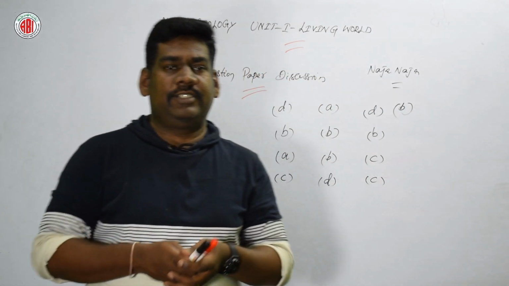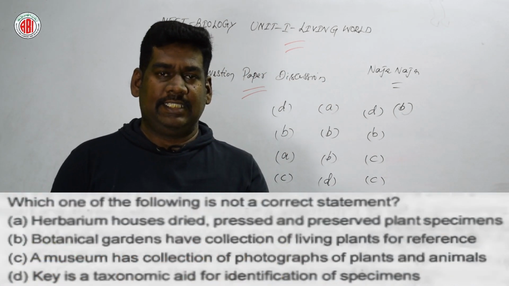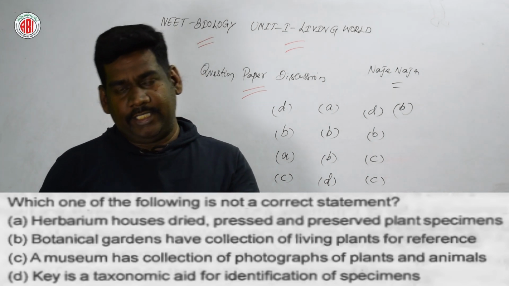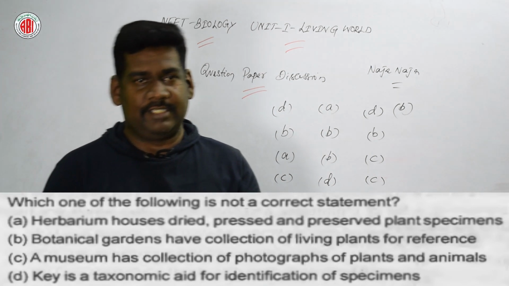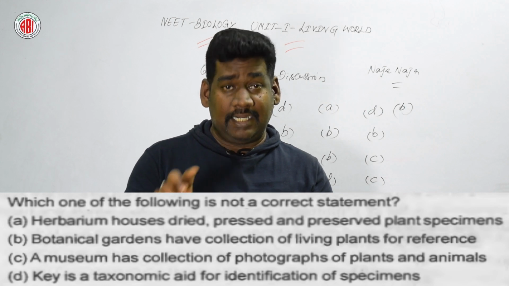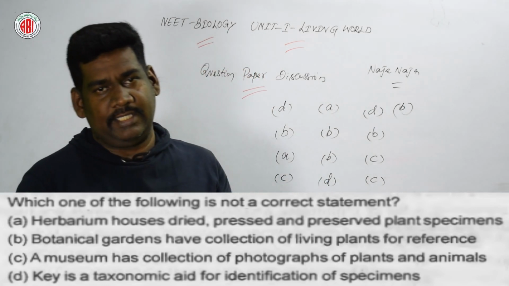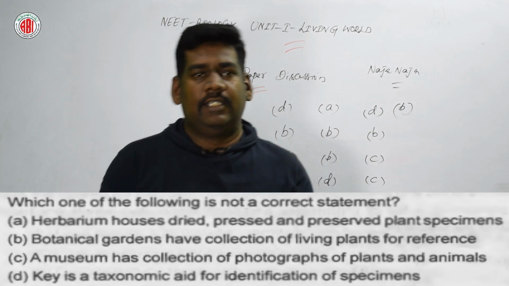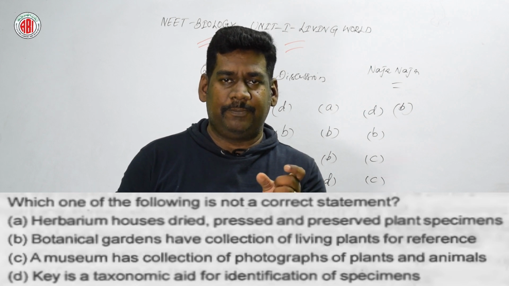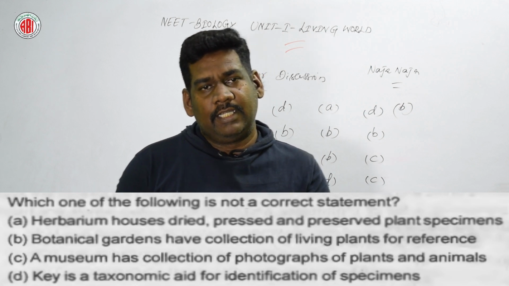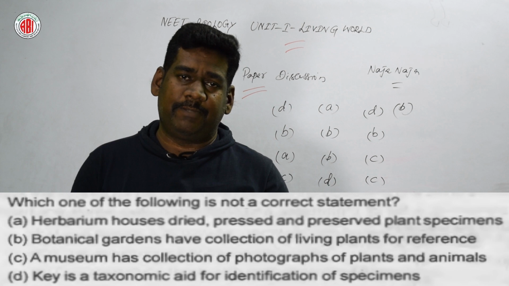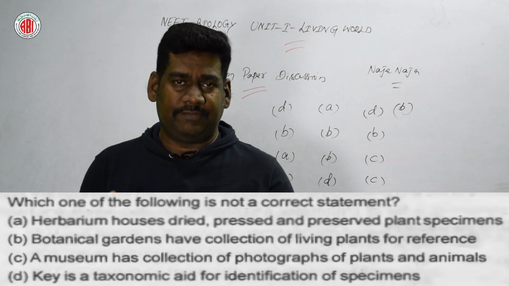The next question is, which one of the following is not a correct statement? Here are four different options given. This question is based on taxonomical aids. So let us see one by one. We need to find which one is not a correct statement, so underline that one. First, a herbarium houses dried, pressed and preserved plant specimens. In a herbarium, obviously the specimens must be dried, pressed and preserved. Plant specimens we are using, right?